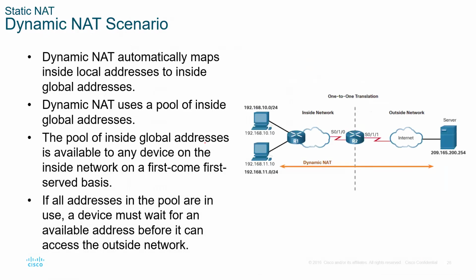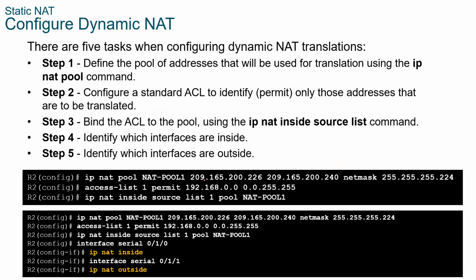In this example, we've defined a pool. This is the pool name, in the IP NAT pool command. Then our pool is addresses from 226 to 240. That's the pool of addresses that we have. Then we have our netmask as part of our command. Step number two, configure a standard ACL to permit only those addresses that are to be translated. Our ACL will define addresses that need to be translated.